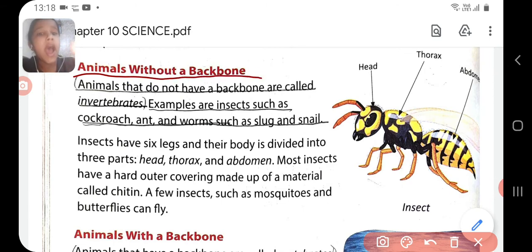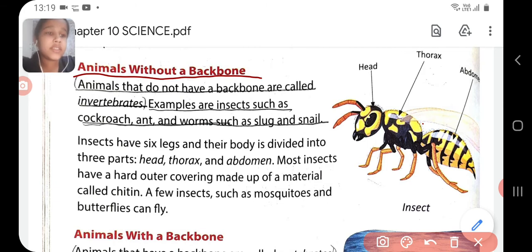Animals that do not have a backbone are called invertebrates. What are invertebrates? Yes, animals that do not have a backbone. So, animals such as worms, ants, cockroaches, slugs, and snails, these all are called animals without a backbone, meaning invertebrates.